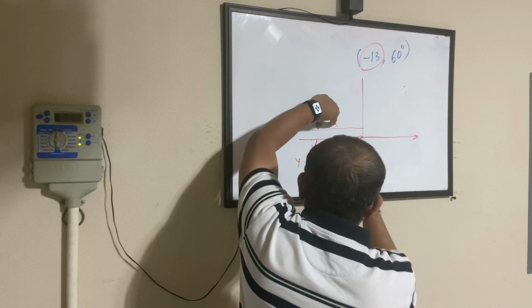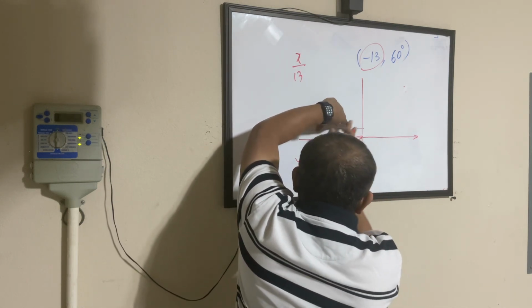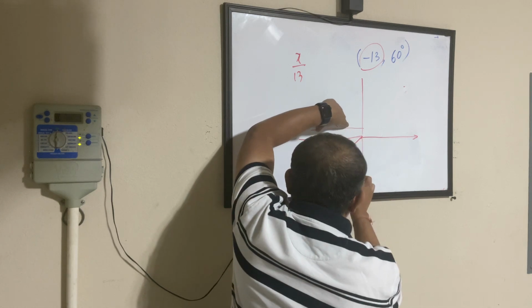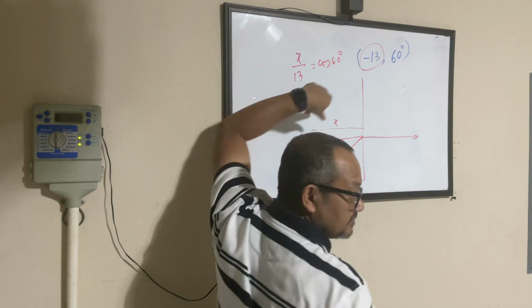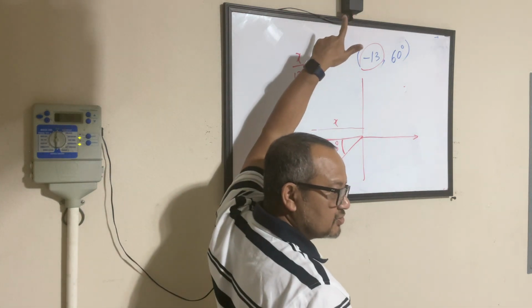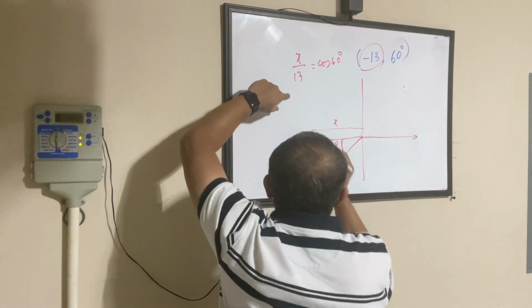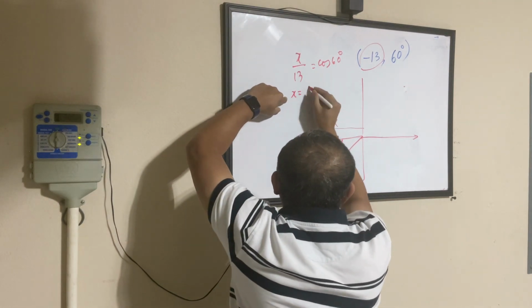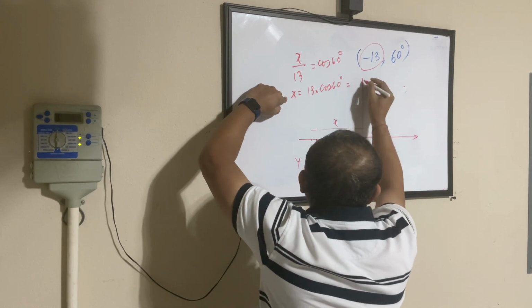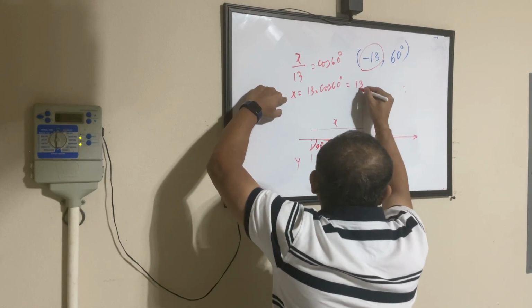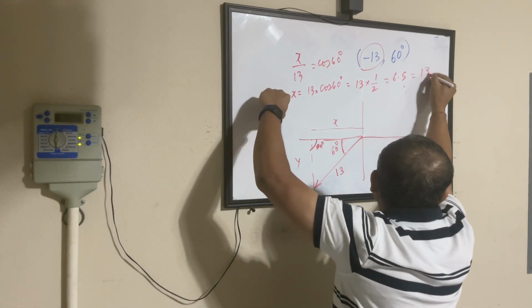So from this I know x by 13, if I look at this right angle triangle, is nothing but cos of 60 degree. Dave, you with me? Sukatra? Yes. Now, that means x equals 13 into cos 60 degree. Cos 60 degree is nothing but 1 by 2. 13 into 1 by 2 gives me 6.5 or 13 by 2, whichever you like.